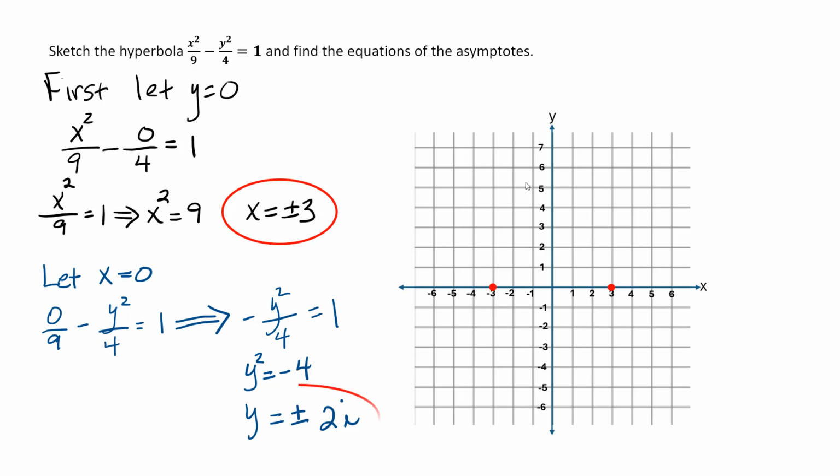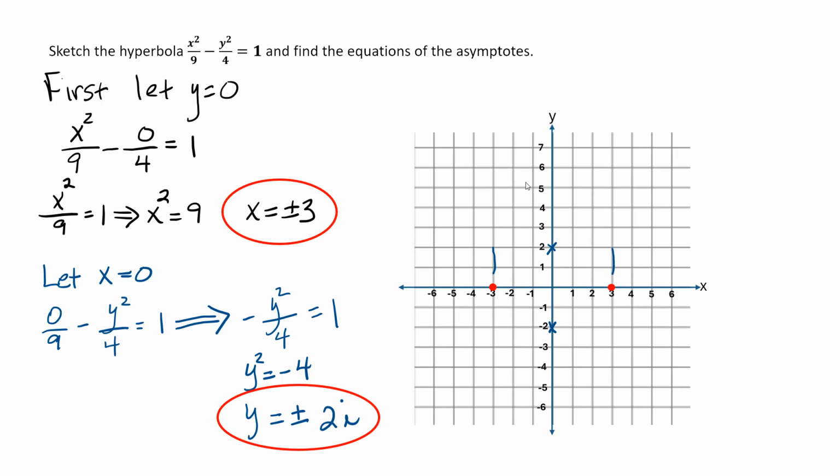So we're just going to put little x marks on those 2 places, the plus 2 on the y-axis and the minus 2 on the y-axis. And the reason we're going to do that is because we want to draw the asymptotes. The asymptotes are 2 lines that this graph will approach but never actually touch.